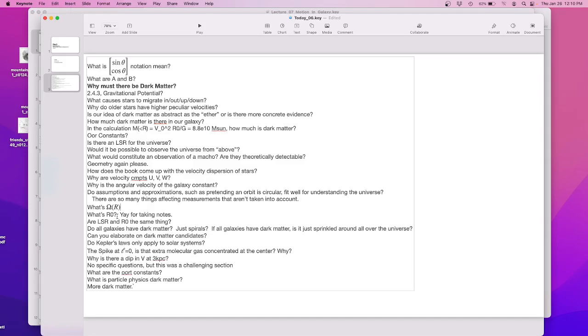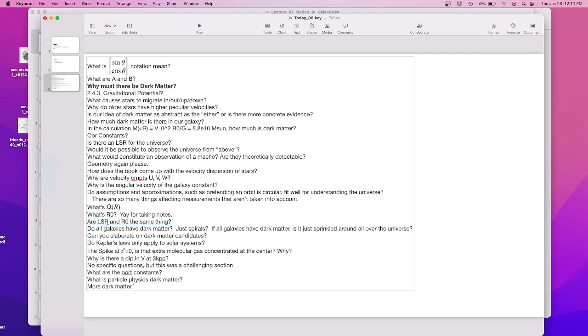R naught. Let's see. LSR and R naught. LSR and R naught are actually vastly different, because the local standard of rest is about velocity, and R naught is about spatial position. So local standard of rest is my velocity relative to the galaxy. It's actually relative to the galaxy, but I'm not moving. So it's relative to where I am in the galaxy. R naught is relative to where I am in the galaxy, and LSR is relative to how fast I'm moving in the galaxy.